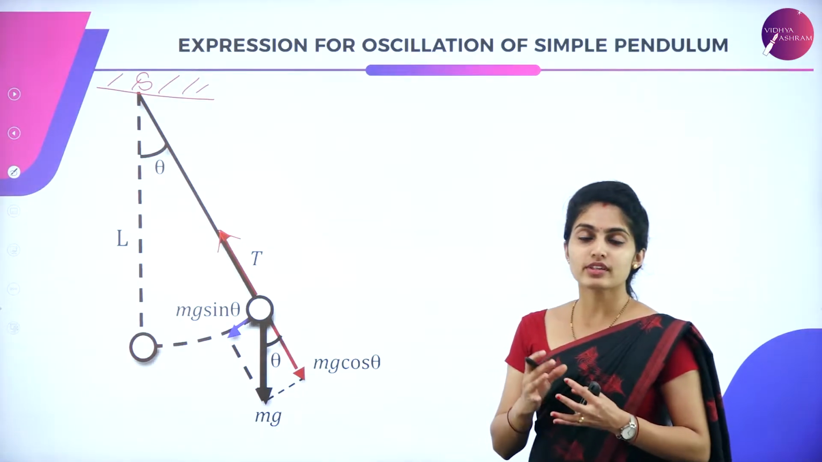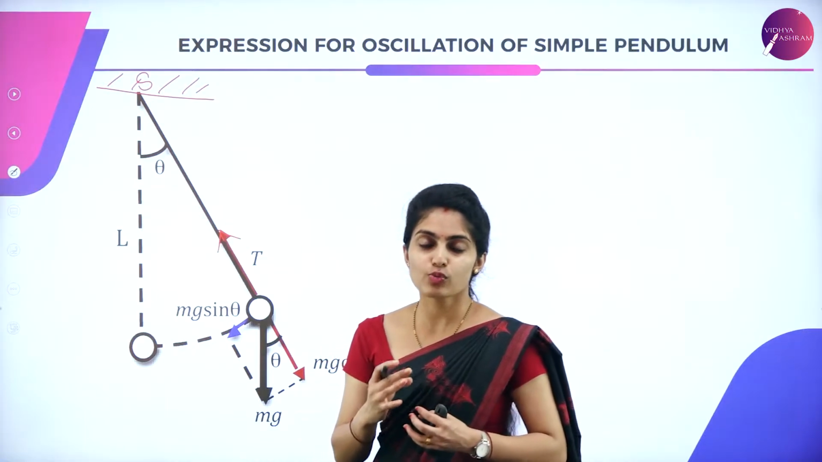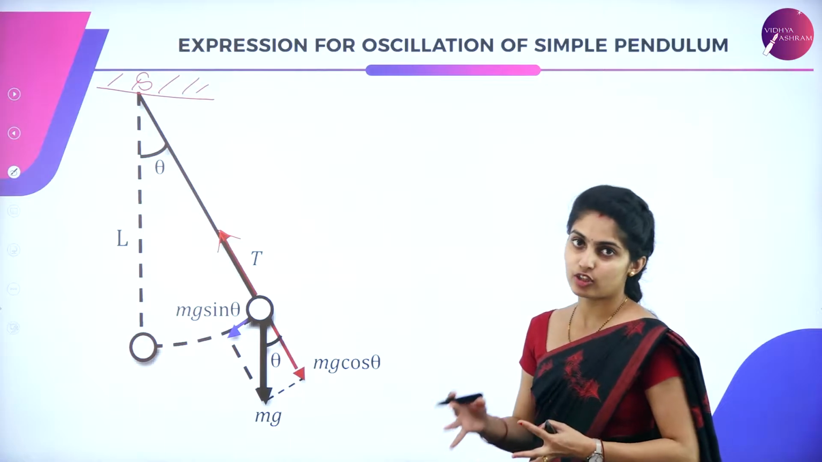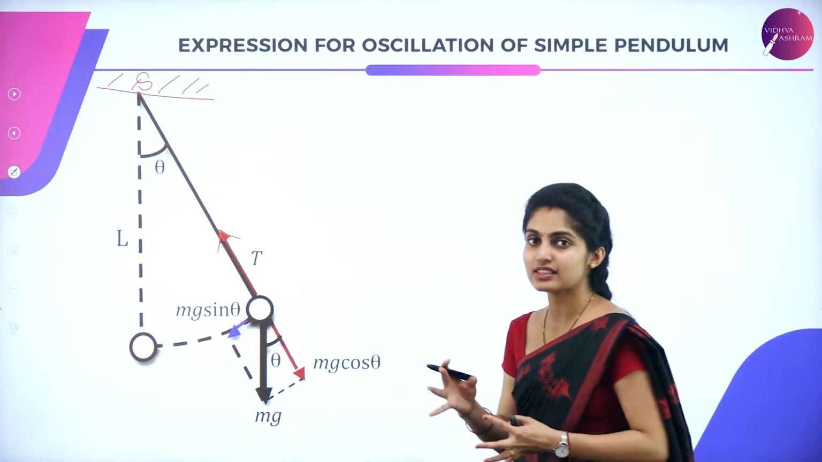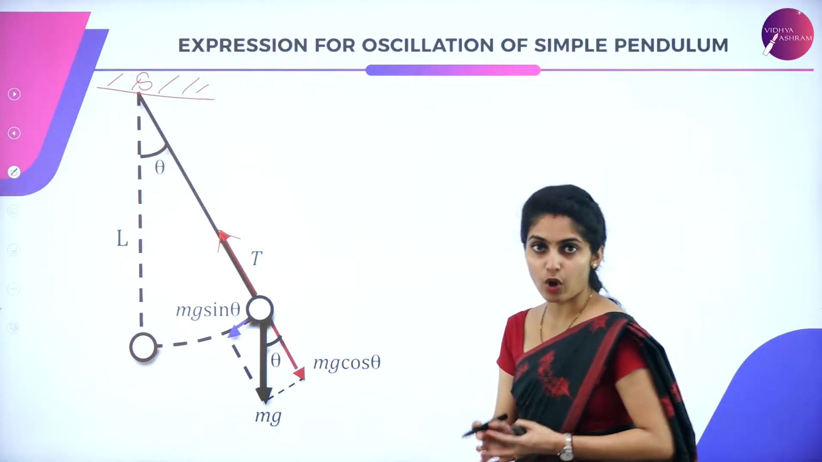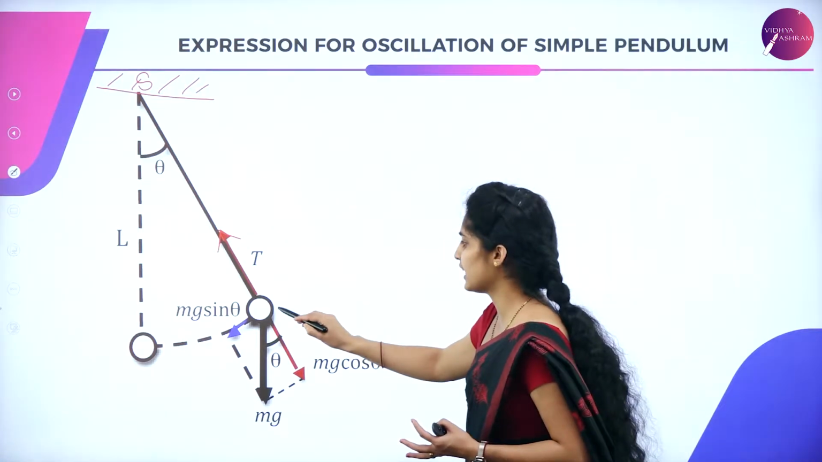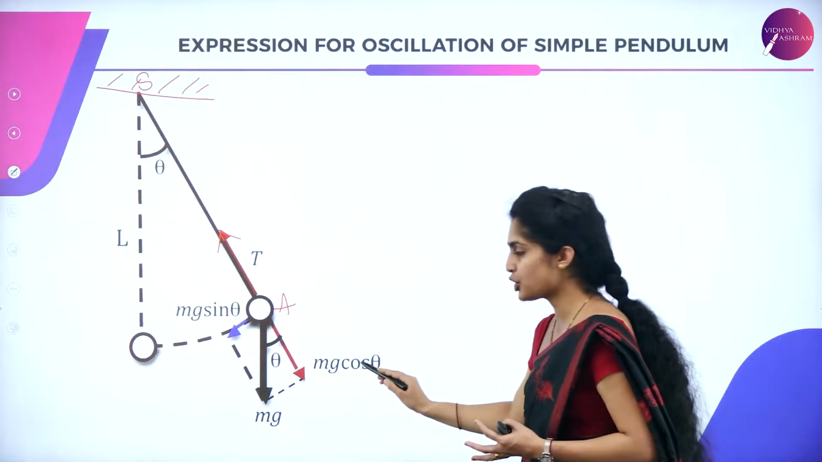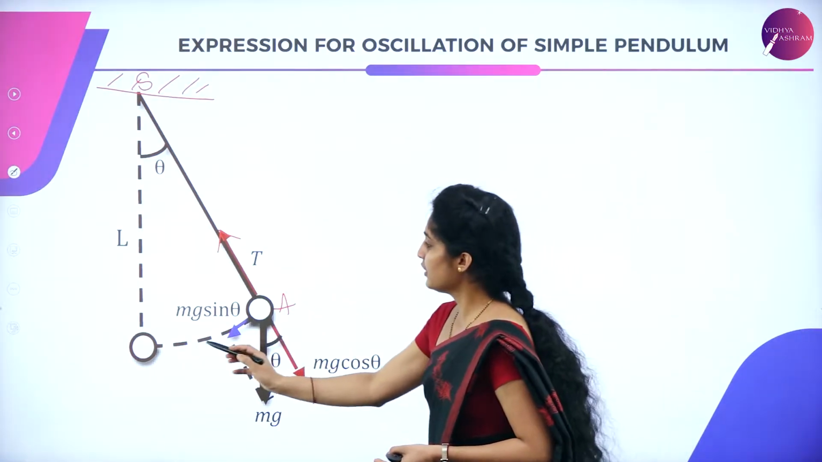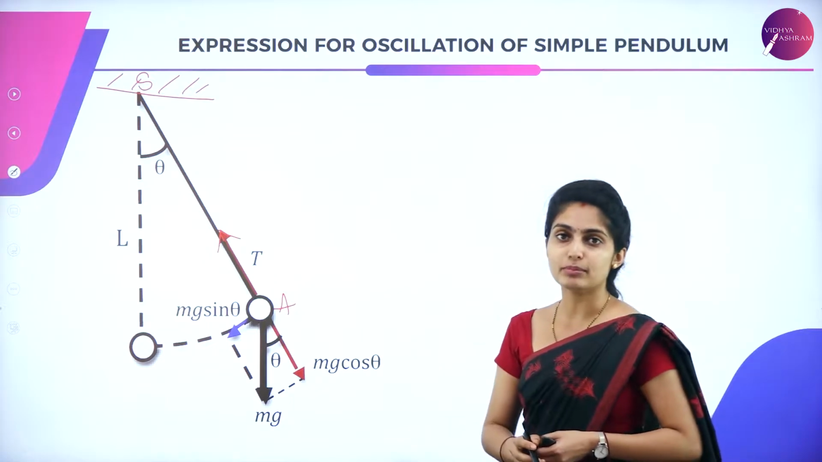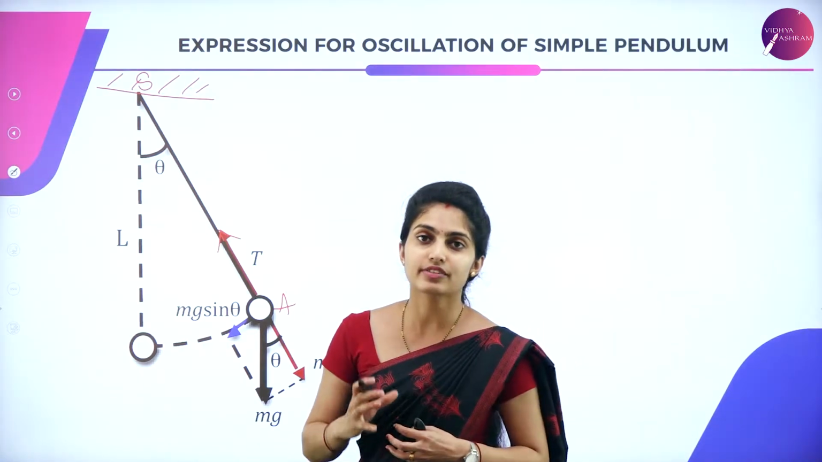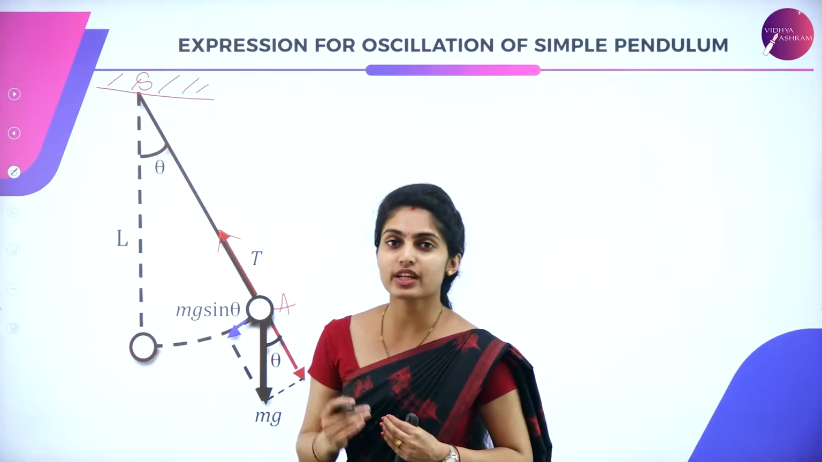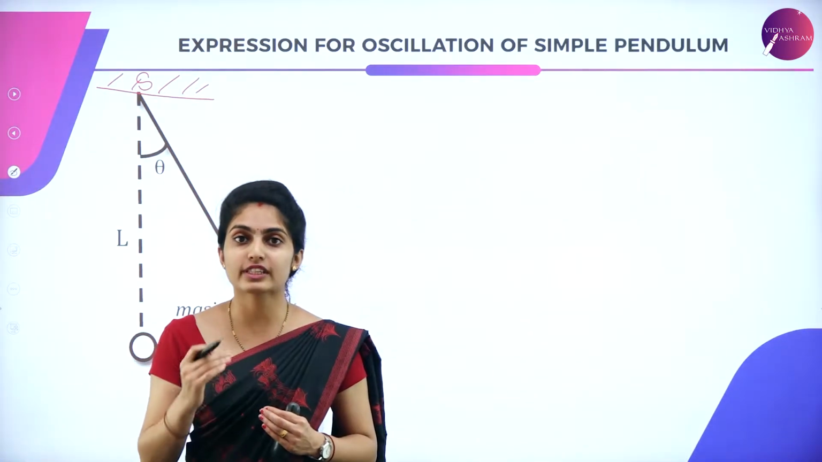So it forms two rectangular components. What are those rectangular components? They are rectangular components because it is making a certain angle with the help of this bob. Let me consider this point as A. Along SA we have mg cos theta, and perpendicular to this SA we have mg sin theta, which makes a rectangular component. So now our aim is to derive the expression for oscillations.